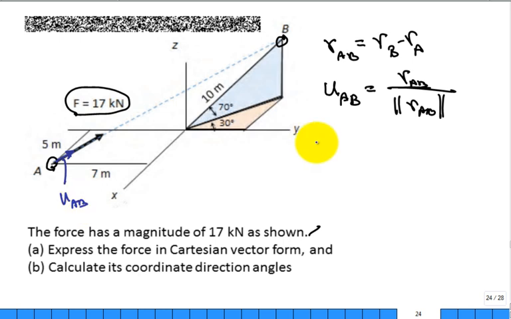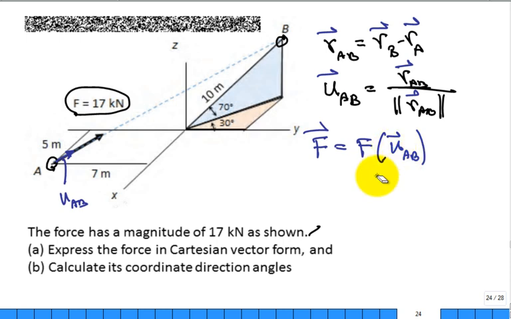Now, if I want to get that force, I multiply the magnitude of the force times that unit vector. Maybe I should put little vector notation on these. Times the unit vector from A to B. That's a multiply, not a dot product. It's just a multiply. Okay?